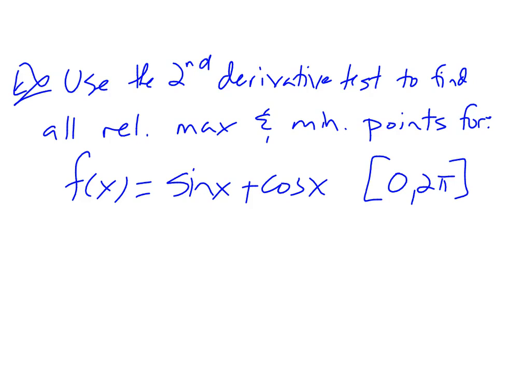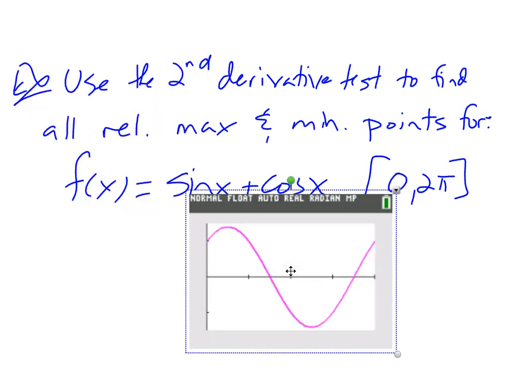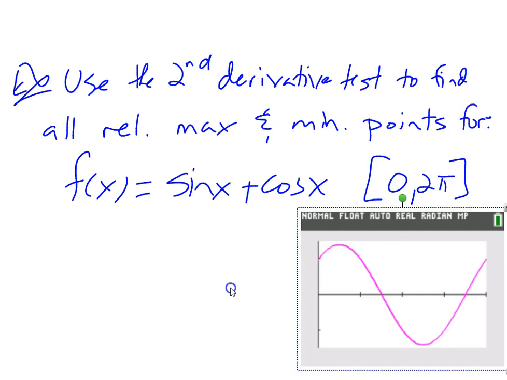According to my second derivative test, I want to find my first derivative. Actually, before we do that, let's take a look at what this function looks like. I've typed in sine of x plus cosine of x. This is the graph of it. What am I looking for? By the way, the domain goes from 0 on the x-axis to 2 pi.